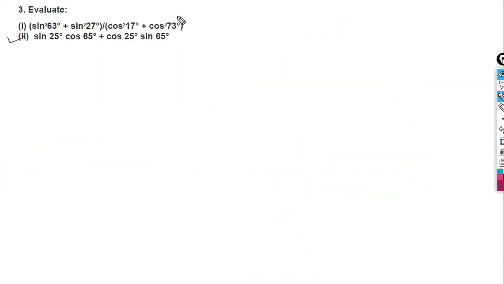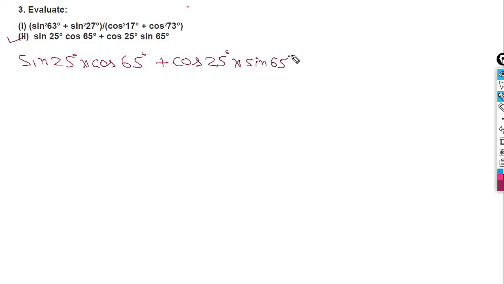Okay, let's write the question. We'll write it here: sin 25 degree into cos 65 degree plus cos 25 degree into sin 65 degree equals, again the same story here, 25 plus 65. 25 plus 65 equal to 90. Therefore we can write 25 equal to 90 minus 65.